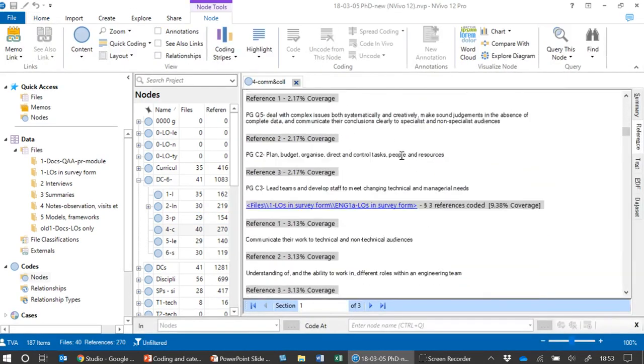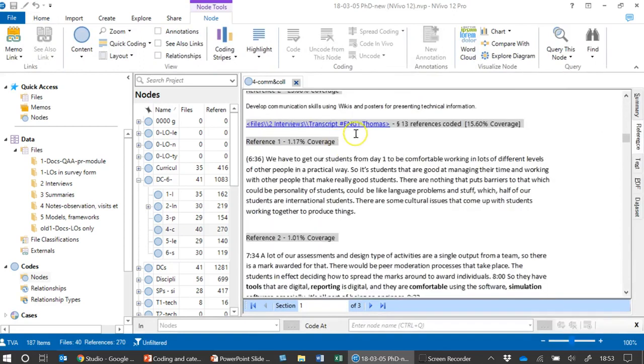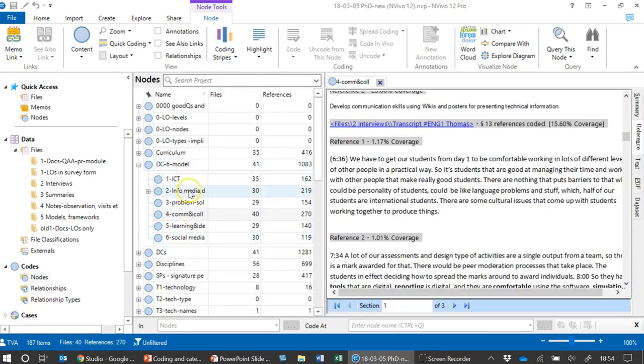So for instance, if I scroll down here, you see Thomas, one of my lecturers, is talking about how engineering students had to be very good at communication and collaboration. So then I coded this element under my pre-existing node structure that comes from the model I was using.